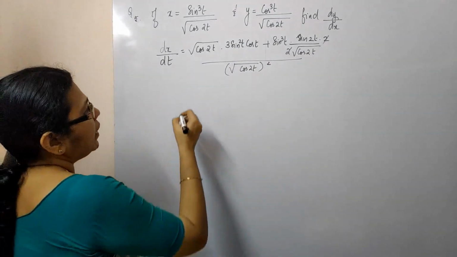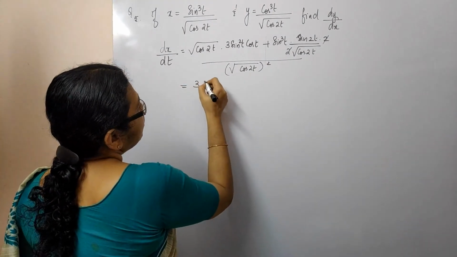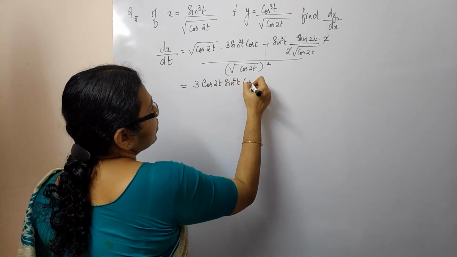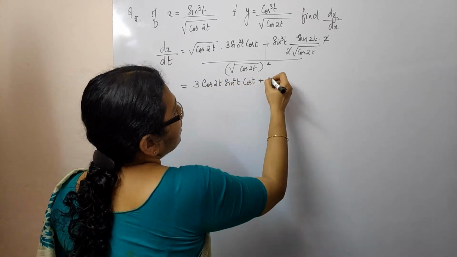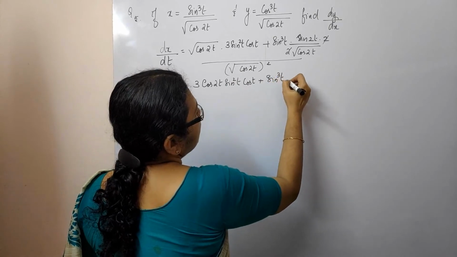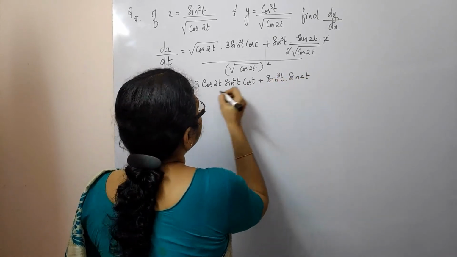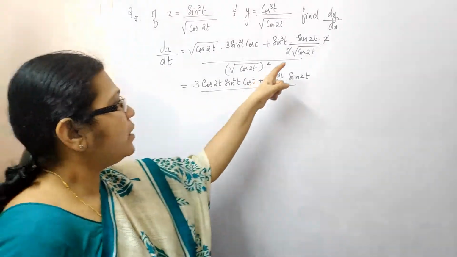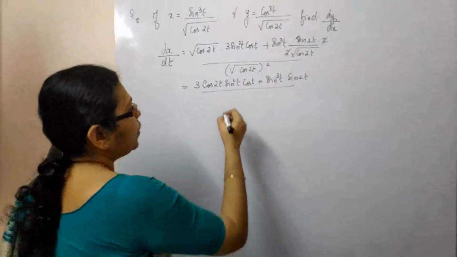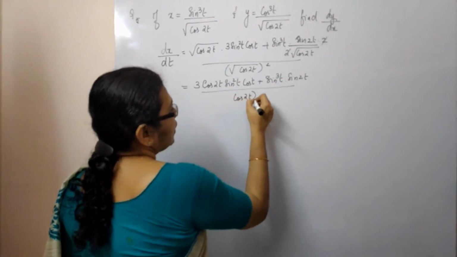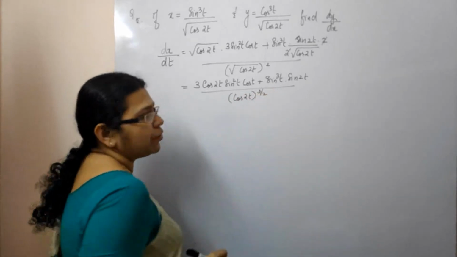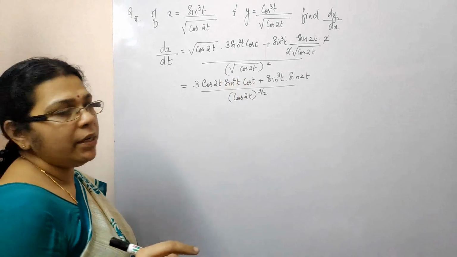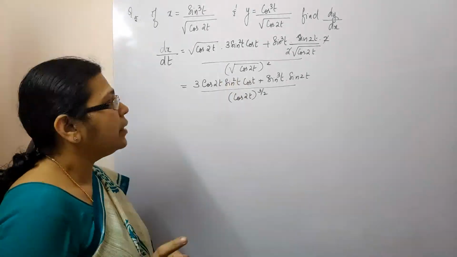I cross multiply. What do I get? 3 into cos 2t into sin square t into cos t plus sin cube t into sin 2t, the whole divided by, here root and square nullifies and I get a cos 2t. This root is coming to the denominator. So what do I get? Cos 2t raised to the power of 3 by 2. Am I clear? There is a root there. There is power 1 plus 1 by 2, that is 3 by 2.